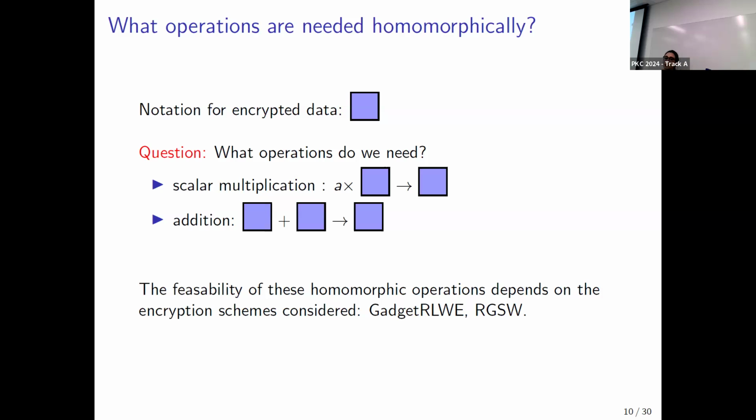Now, what's important to note here is that the feasibility of these homomorphic operations is going to depend on the encryption scheme that is being considered. And so in our work, we were mostly going to use gadget RLWE, but we are going to need RGSW for one of these operations.